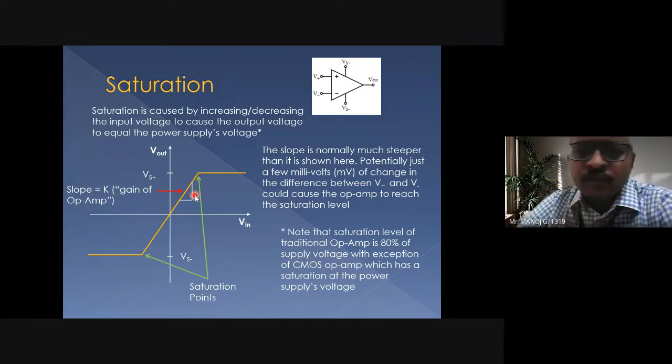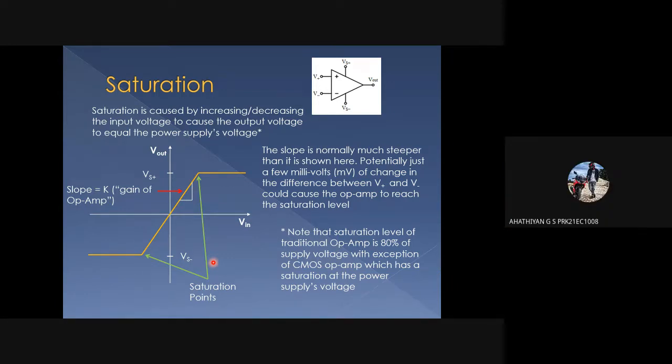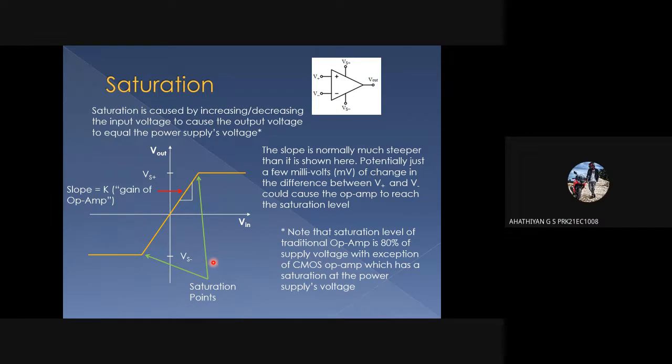You have two inputs here. One is inverting, the other one is non-inverting. Now, this graph is for which one? All of you have studied it. Ahatyan, we were talking about two terminals, one inverting, the other non-inverting. What is this characteristic meant for?